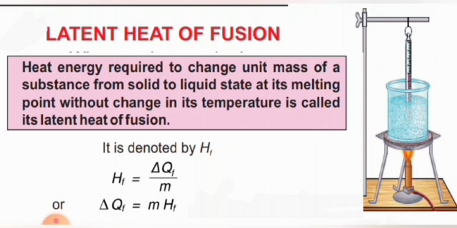Here delta QF is the heat energy required to change unit mass of substance from solid to liquid state at its melting point, and it can be calculated as delta QF equals mHF, where m is the mass of the substance and HF is the latent heat of fusion of that substance.